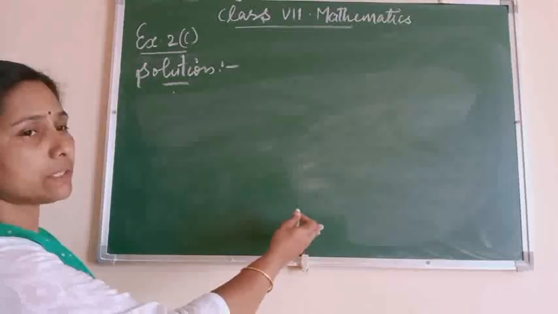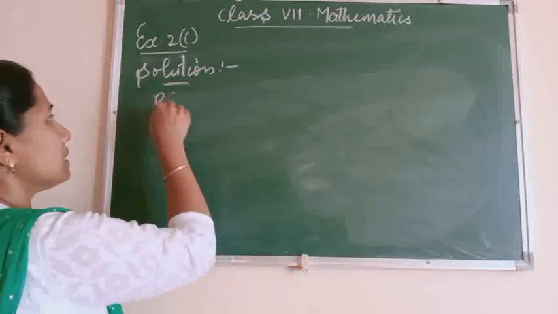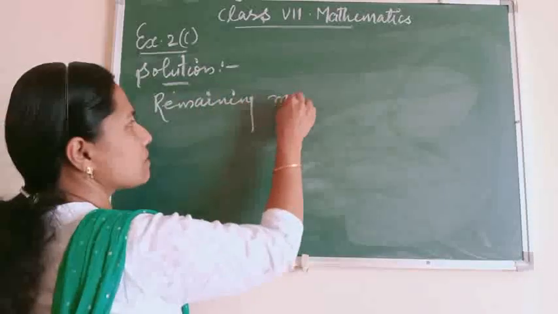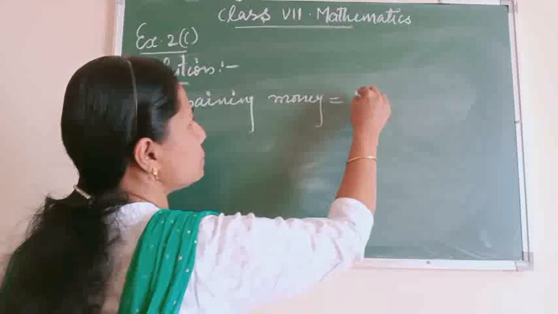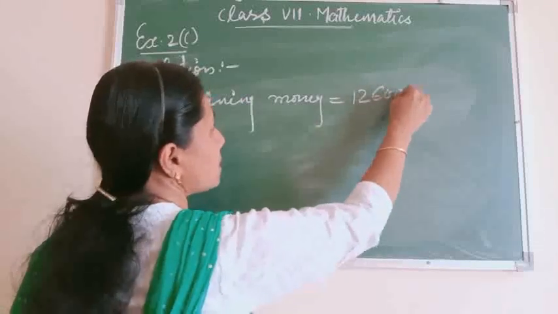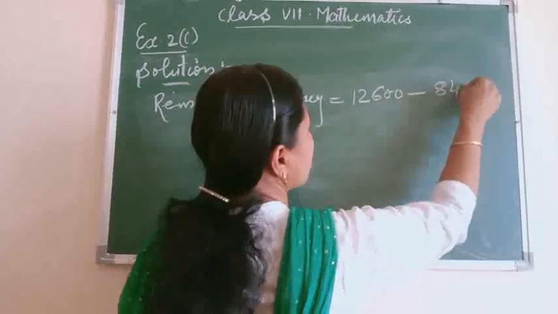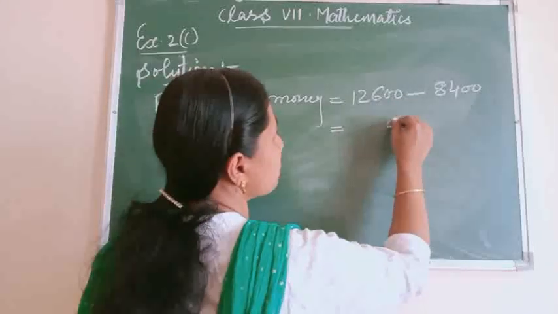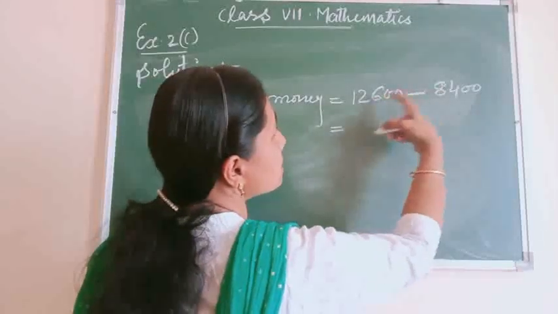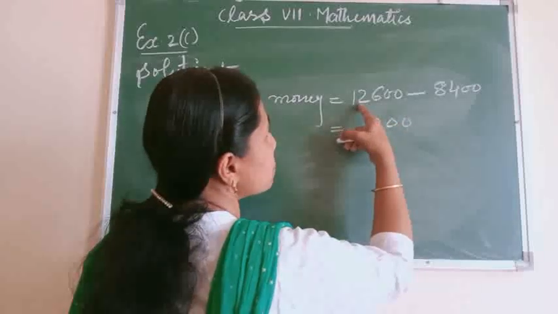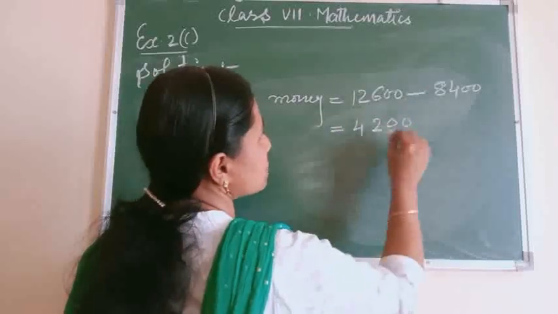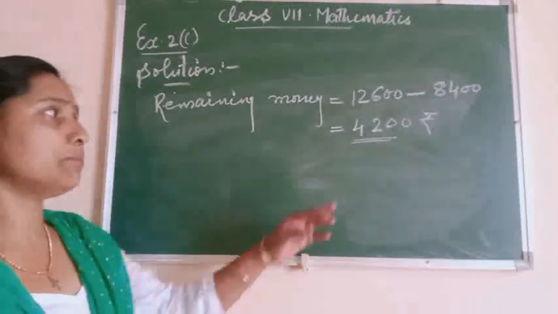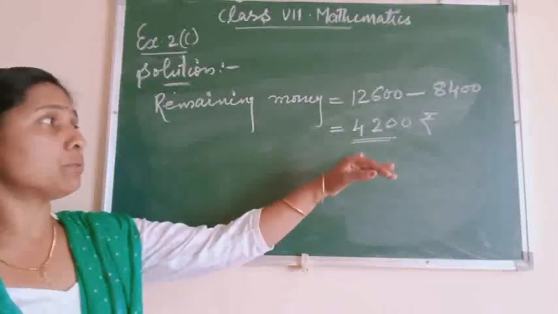After finding out the cash paid, we are finding the remaining money. Remaining money is equal to cost price of the oven, 12,600, minus 8,400. 8,400 rupees he paid in cash. Now after subtracting, 0 minus 0 is 0, 0, then 6 minus 4 is 2, and now it is 12 minus 8, 4. So 4,200 rupees is remaining, and this 4,200 rupees he paid in 12 equal monthly installments.